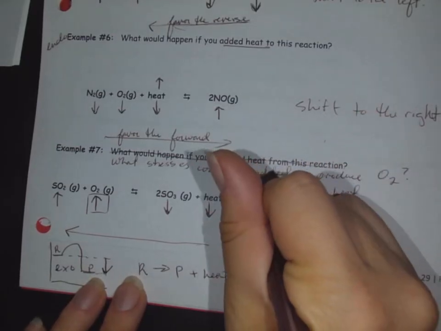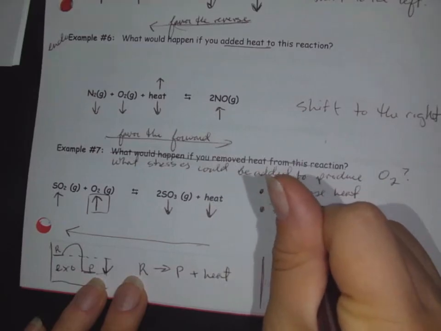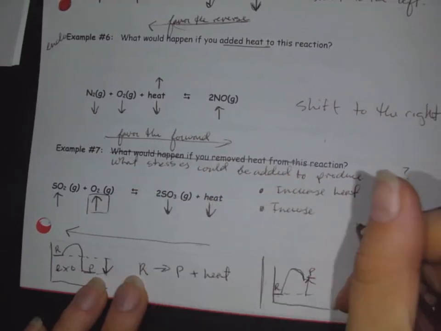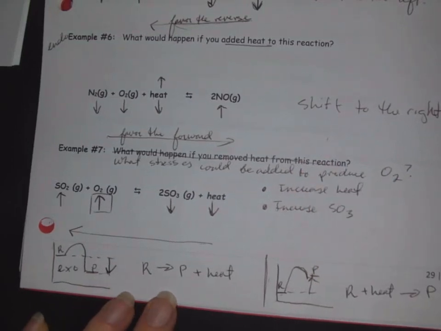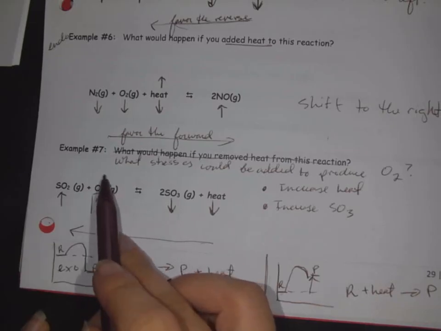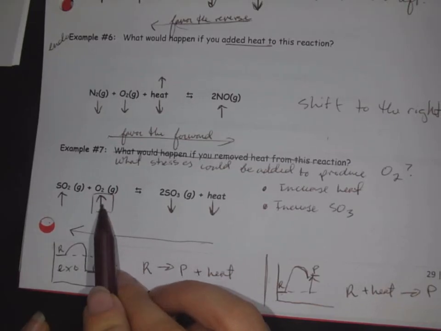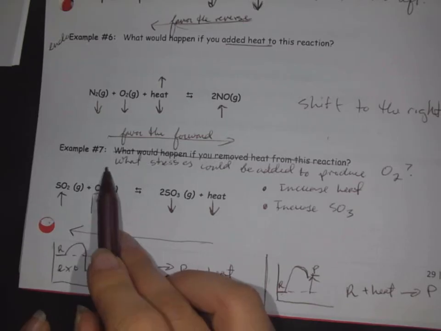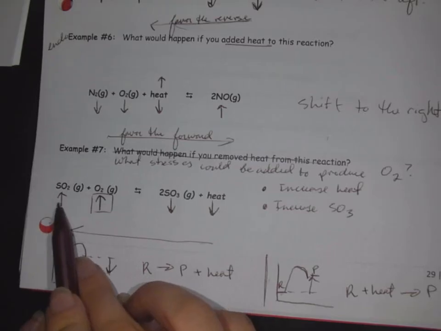Okay. Another stress would be increase SO3. Increase the concentration of SO3 or the amount of SO3. And then I wouldn't worry about the opposite of what we're producing. Like, if we want to produce O2, I'm not going to want to do a stress of decreasing O2. Kind of defeats what I'm going after. But I can do this one.